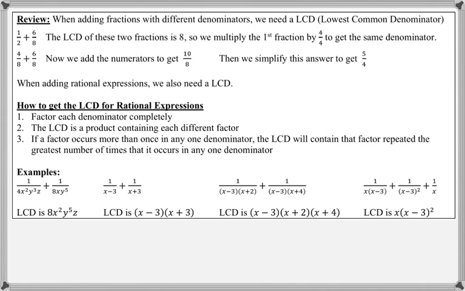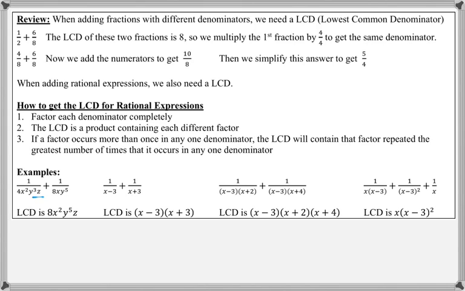The LCD between 4 and 8 is 8. Looking at the x's, I have an x squared and I have an x. So I have 2 x's in the first one and only 1 x in the second one. So for the LCD, it's the greatest number of times that you see it in any one denominator. So because I see it 2 times in the first one, I need to have 2 in my LCD. I have 3 y's here, 5 y's here, so it's always the greatest number of times that you see it. So I want to have 5 y's in my LCD.